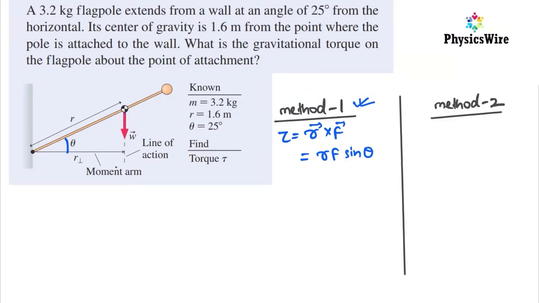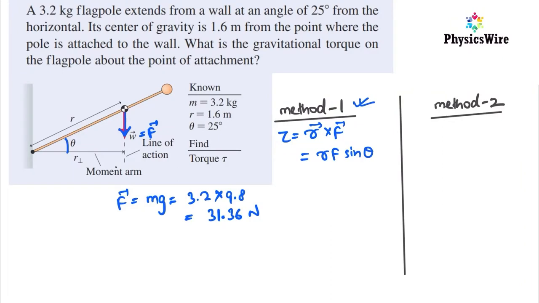This weight is the only force that acts in the system. So this is weight, or you can say this is force. This force equals mg. We know weight equals mg. So 3.2 times 9.8 equals 31.36 Newton. Newton is the unit of force.